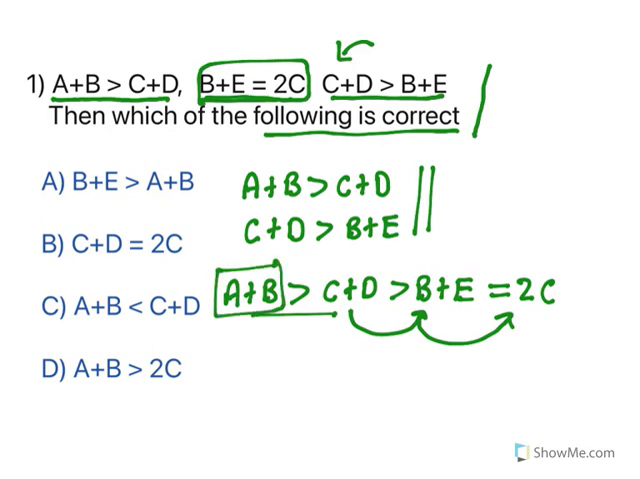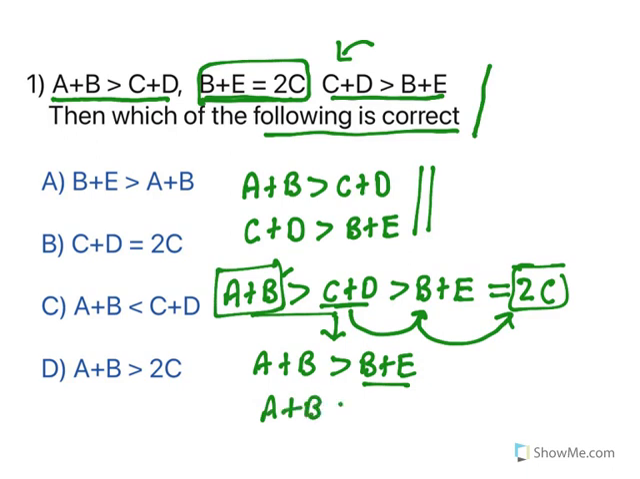See the first one and this one. From this you can conclude that A plus B is greater than B plus E, because it is also greater than C plus D. If it is greater than B plus E, what is B plus E? It is 2C, then it becomes 2C. This is the relationship.